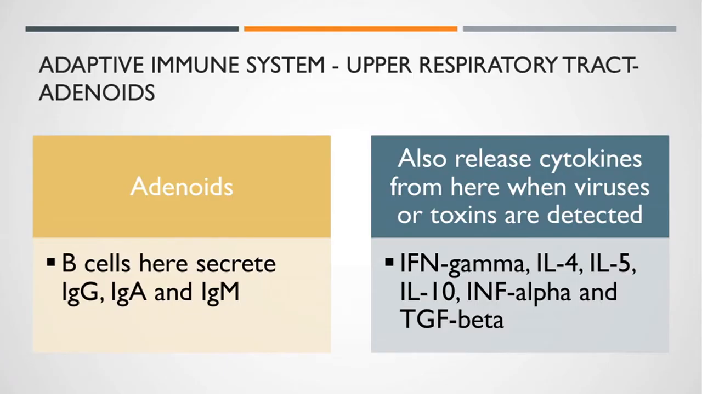Caudal to the tonsils are the adenoids. The main product of adenoid B cell secretions are IgG, 62% of production, followed by IgA and IgM. As previously mentioned, the IgA type 1 produced here is destined for mucosal secretion at designated effector tissues. The adenoids also have a role in cytokine release when detection of viruses or toxoids, such as those by tetanus or diphtheria, occurs. These are predominantly those listed on the slide.